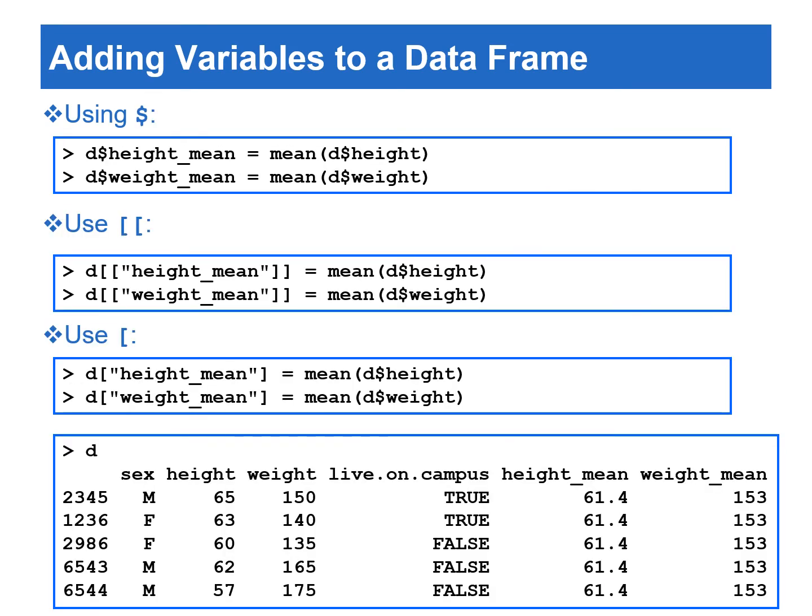If we just want to add new variables to an existing data frame, instead of creating a new data frame, we can just use either the $ sign operator, single brackets, or double brackets to add new variables. These examples add height mean and weight mean variables to the data frame D.